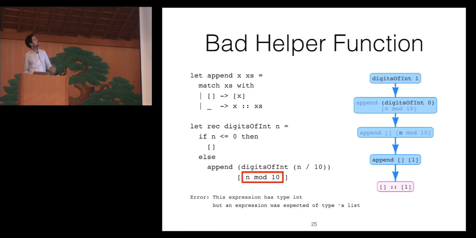On the other hand, on the right-hand side, we have our jump compressed trace that shows very concretely how if you just call digits of int with the input 1, it'll eventually turn along to append of the empty list and the list containing 1. And if you go a little bit further, you'll reach the empty list cons the list containing 1, at which point you're in really bad shape because you can't cons a list onto a list of integers. Lists have to be homogeneous.